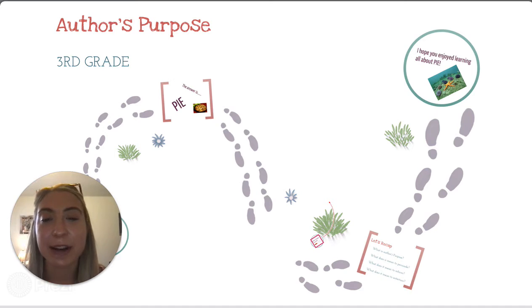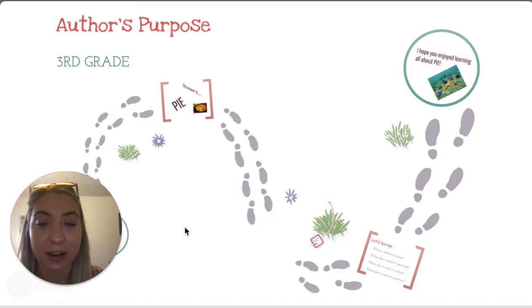Hello, third grade. Today we're going to be doing a little bit of a review that we've gone over before. We're going to be talking about author's purpose today. So there are 3 reasons why someone might be writing something.